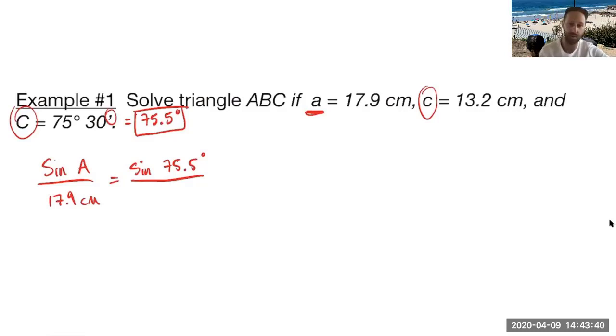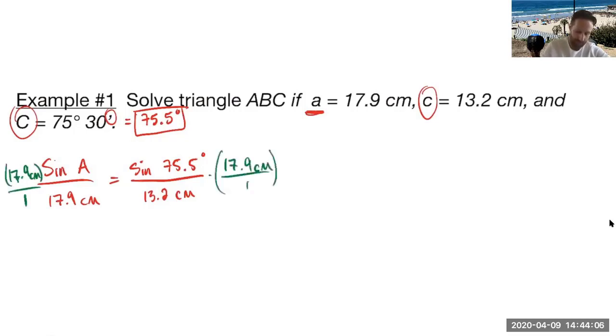Now notice I put the angles on top. So again, I got to be consistent. And since I know angle C is 75.5, then I will put side C on bottom as 13.2. And just like we did in the previous section, we'll utilize our law of sines by multiplying by the 17.9 to both sides. Now I'm not going to keep writing the units because hopefully you'll see that anything divided by itself is 1, and the units would also cancel out here.